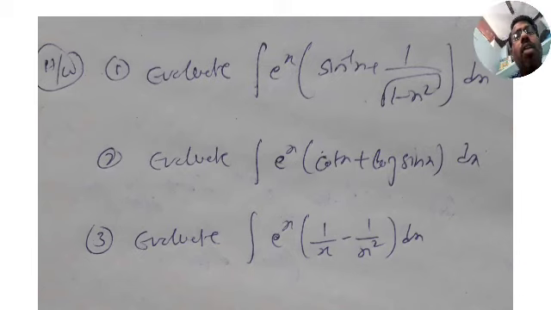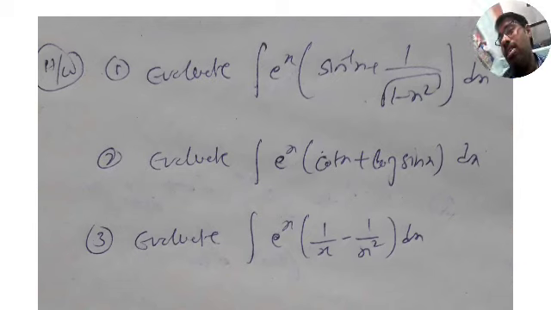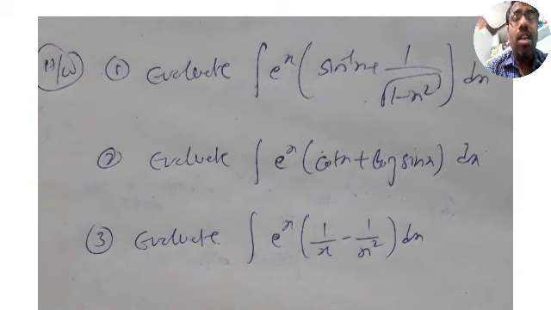You can apply it. And the third one, evaluate e power of x into (1 by x minus 1 by x square) dx. The derivative of 1 by x is minus 1 by x square. That gives the answer. So all are formula based, that is integration of e power of x into (f of x plus f dash x) dx is e power of x into f of x plus c. So this is my homework part, and this completes the first 2 units, that is, total indefinite integrals.